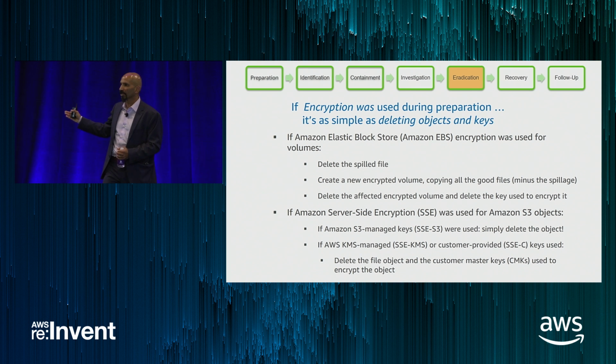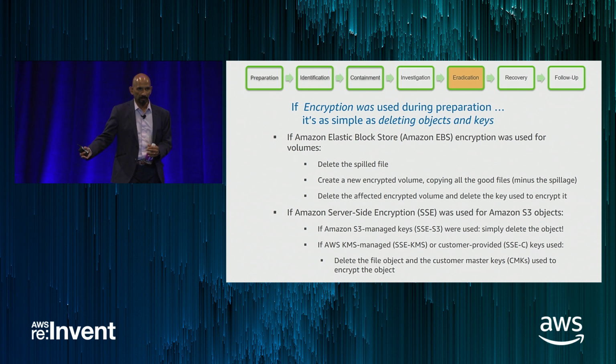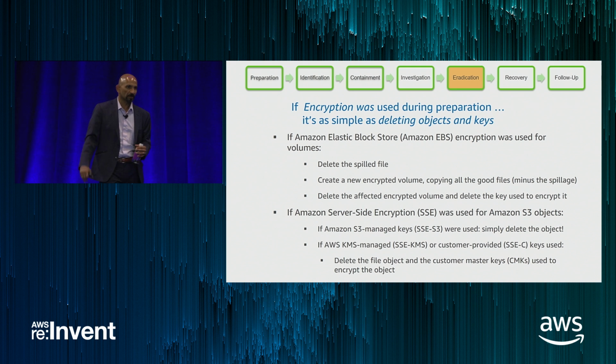Ditto with S3 for your S3 objects. If you use SSE-S3, that's really simple. You just delete the object, because Amazon manages the key. If you use KMS, then obviously delete the object and delete the customer master key that you used to create that object. And if you rolled your own key with the SSE-C option of encrypting server side, well, same thing. You'd have to go back to your on-prem, or whatever modules you've used, CloudHSM, and then obviously delete those keys. So this becomes essentially key management.